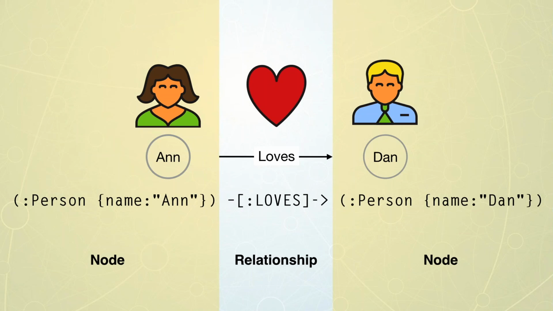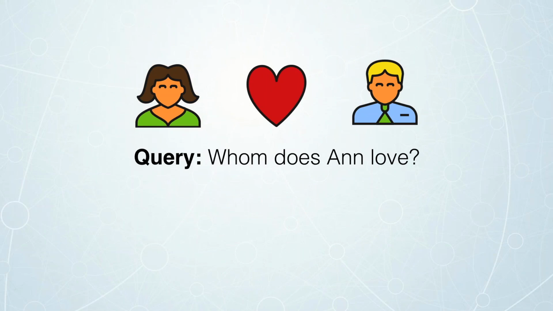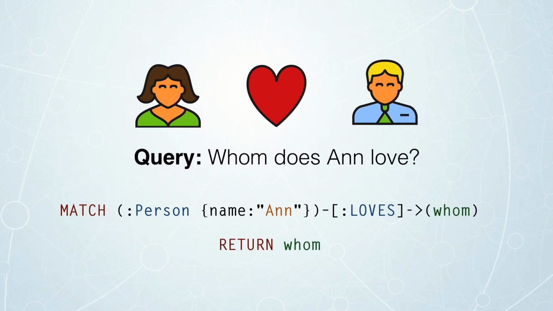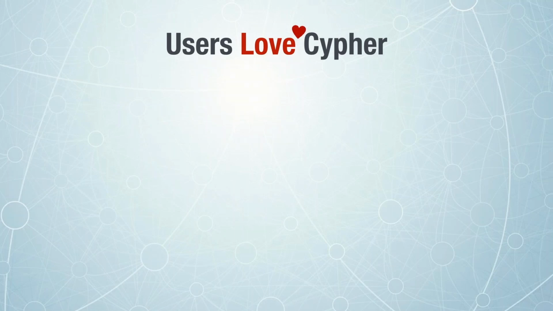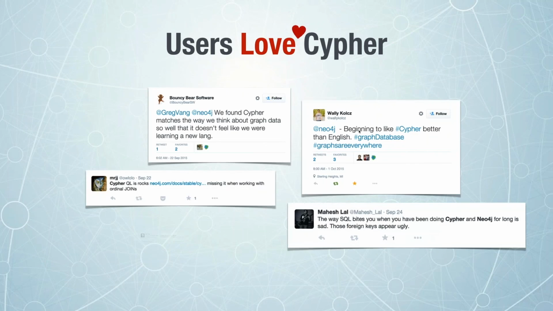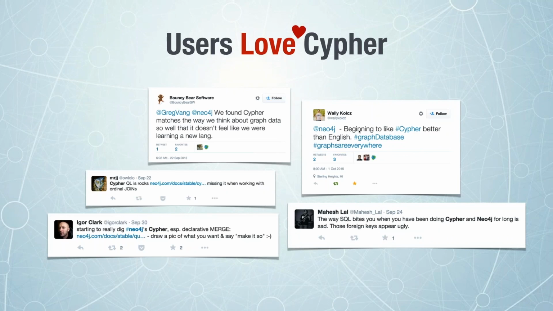So again, we have our nodes and our relationship. So then if we're trying to specifically look up whom does Anne love, we could say, find me the pattern of a person loving another person, and the first person's name is Anne, and return the whom. Whoops. Fast forwarded through that a little bit quickly, but we have users that love Cypher.